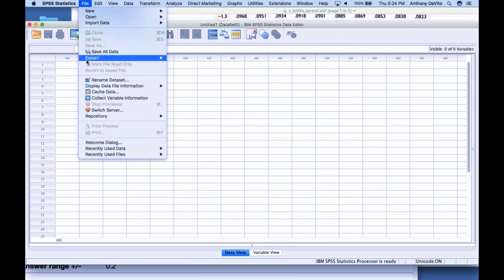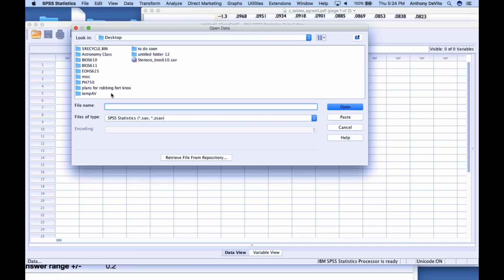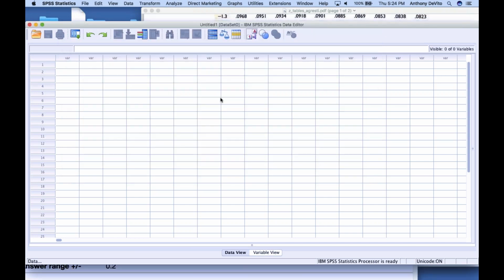I'm going to open. I'm going to say open data. Desktop, and there it is.